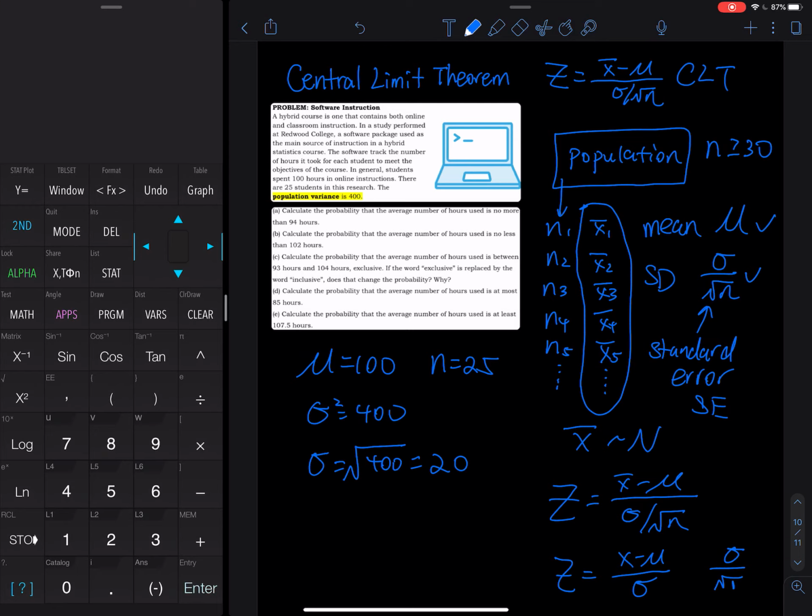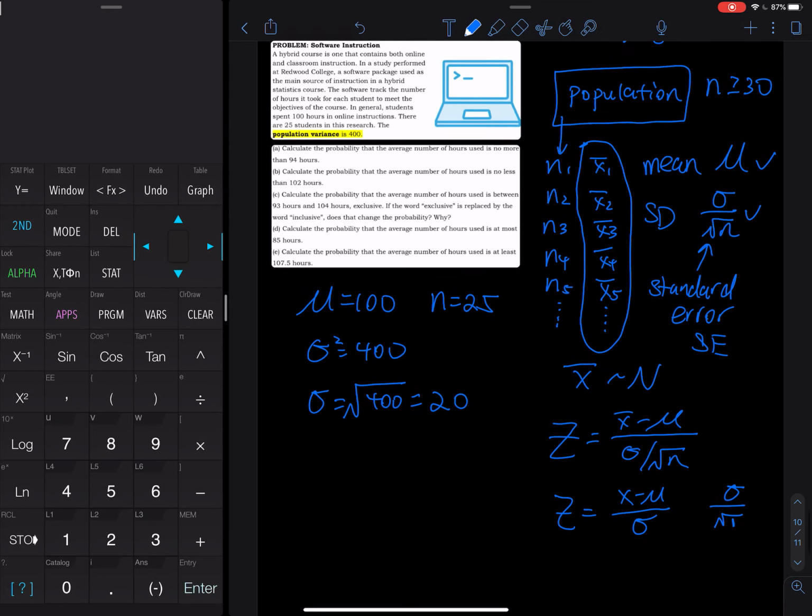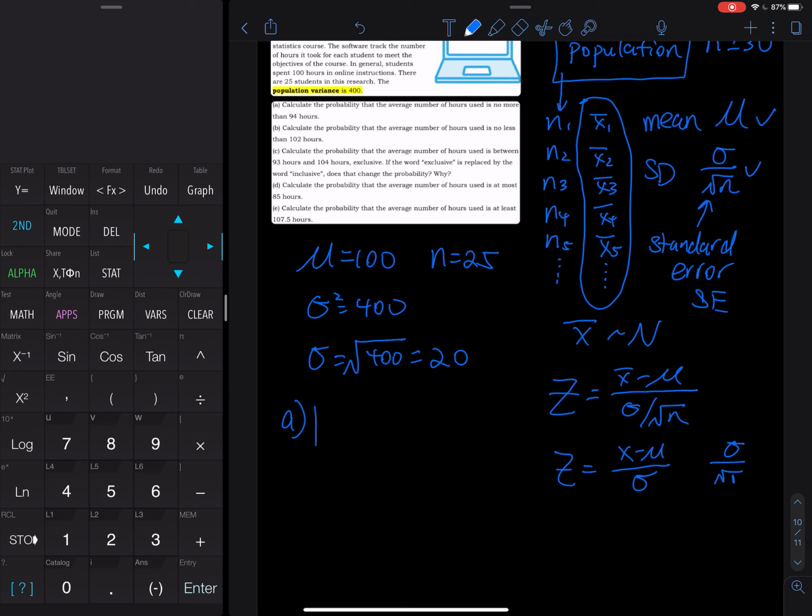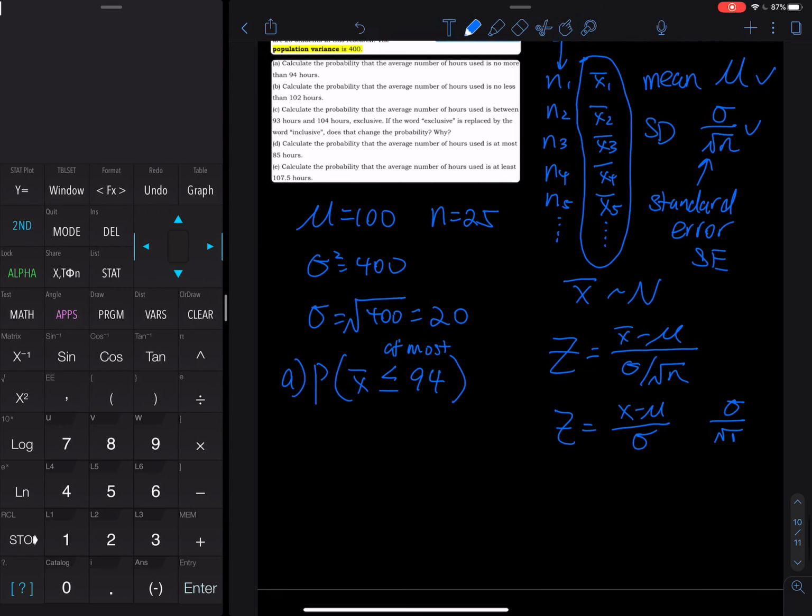The first problem asks the probability that the average number of hours is no more than 94. So for part A, what is the opposite of more than? Less than or equal to 94, right? So less than or equal to 94 is the same as at most 94. So we standardize that.